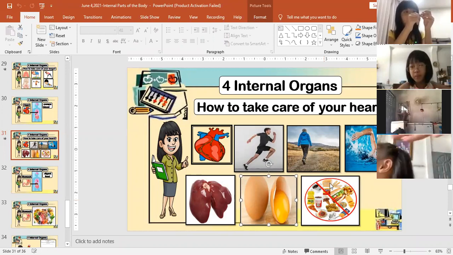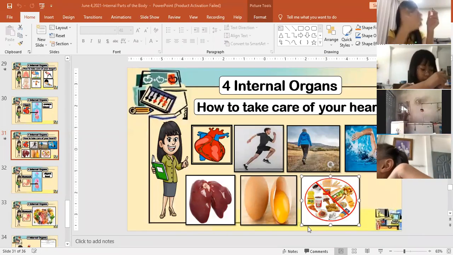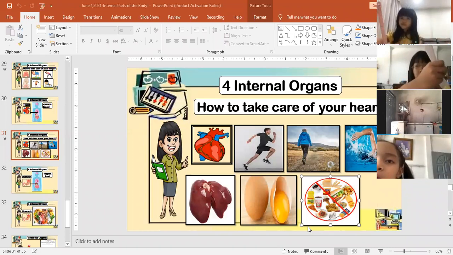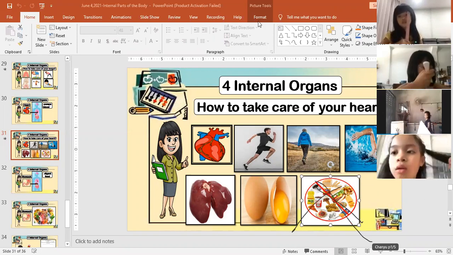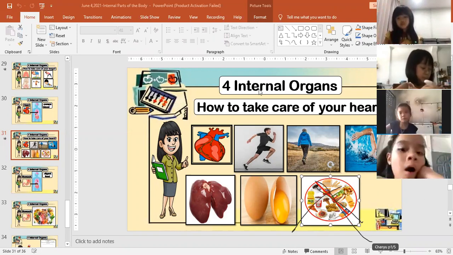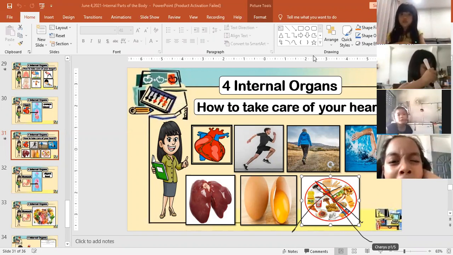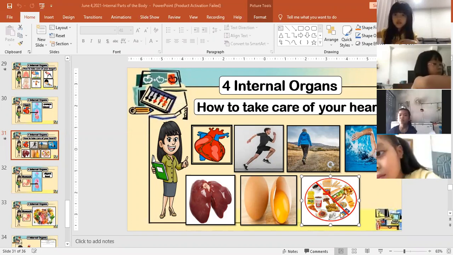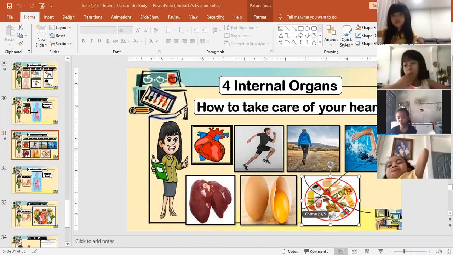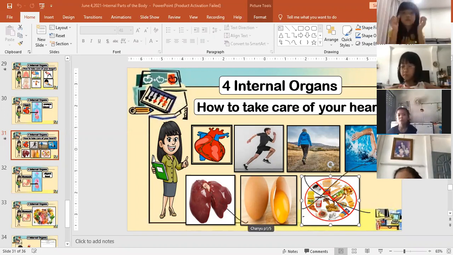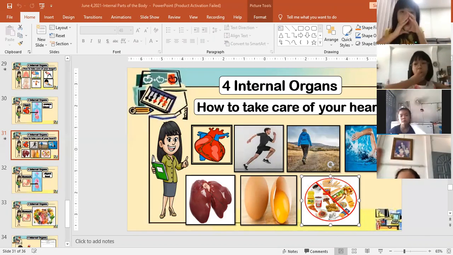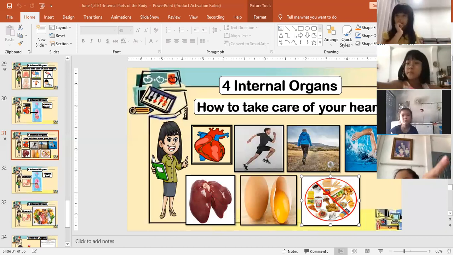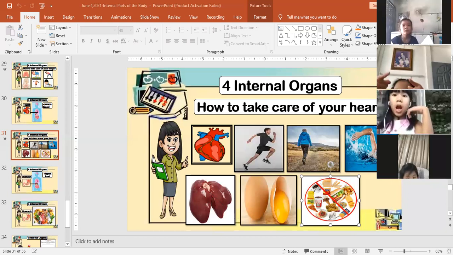What are junk foods? For example, we have French fries. Do you eat French fries? You can eat French fries, but not every day. Sometimes only. Another one. Cup noodles. Do not eat cup noodles every day. Another one we have, burger. Do not eat burger every day. We also have, what can you see here? We have pizza. Do not eat pizza every day. These are not healthy, not good to your heart. Okay, how about next one?